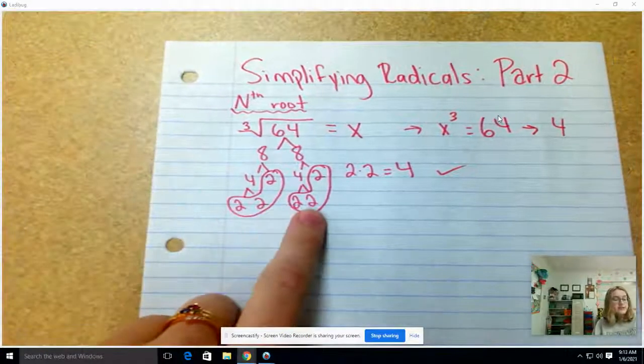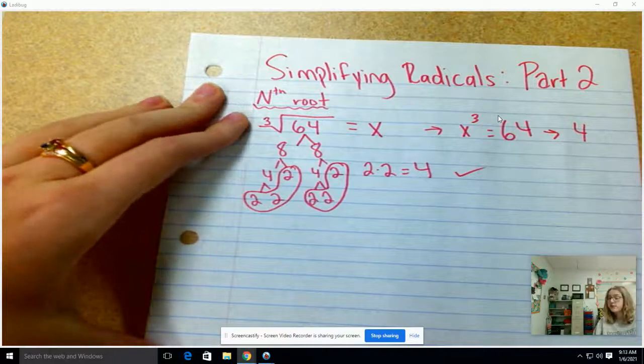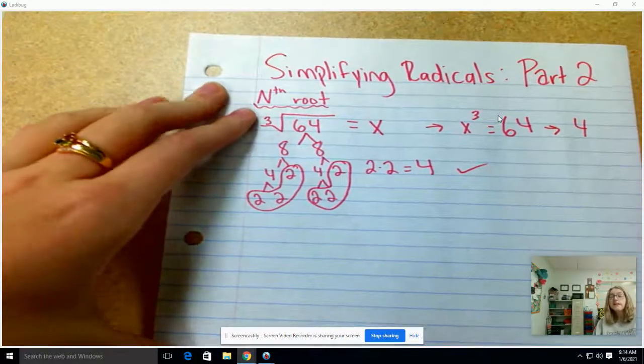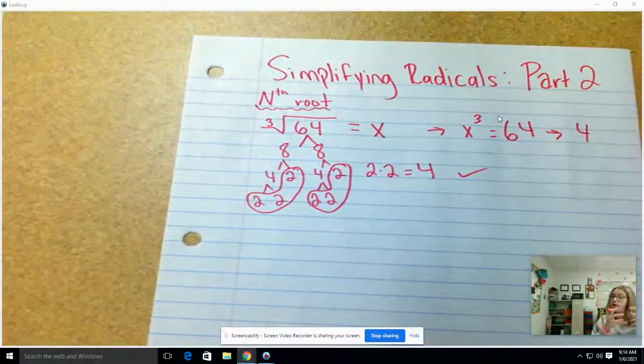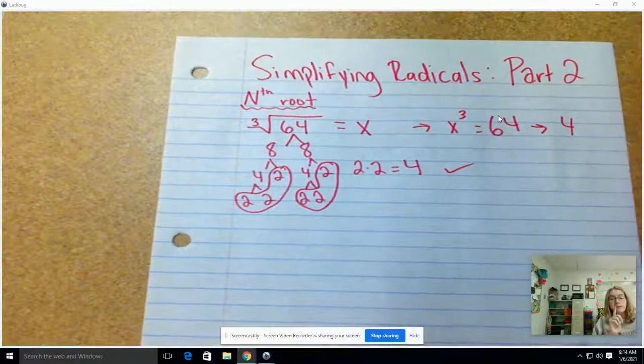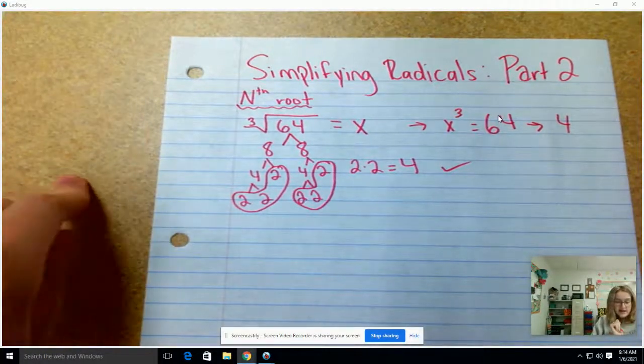So that is the process if you don't have a square root. It's still the same idea, still that factor tree. The only thing that's changing is how many are going to be in your circles, or how many groups of the number you're trying to find. I didn't write that down explicitly, but I said it. So if you're someone that needs to write that down, please make sure you write that down.